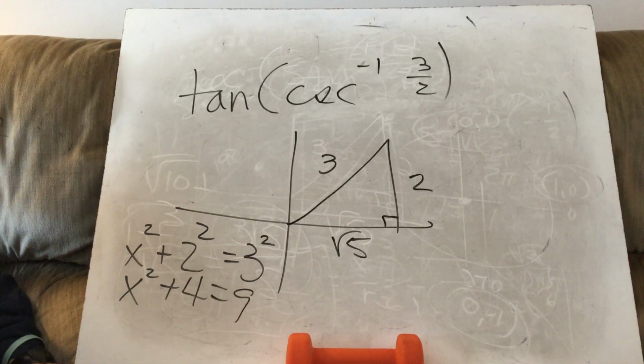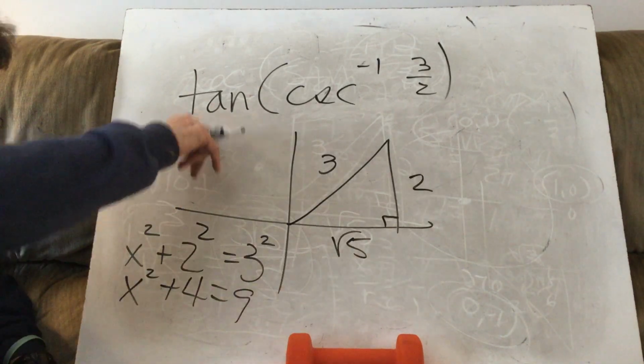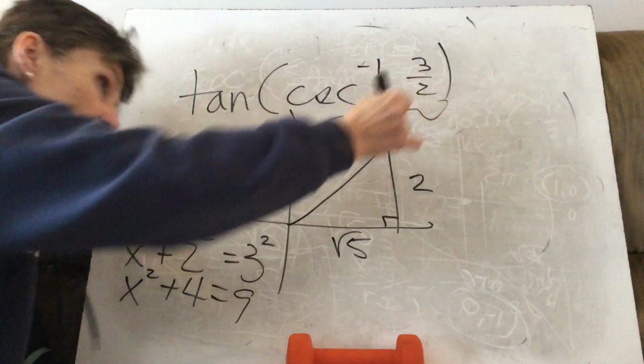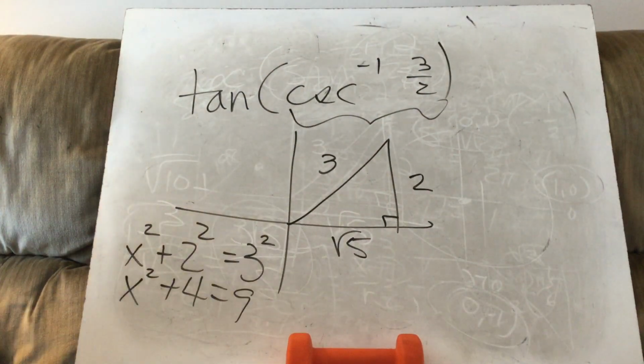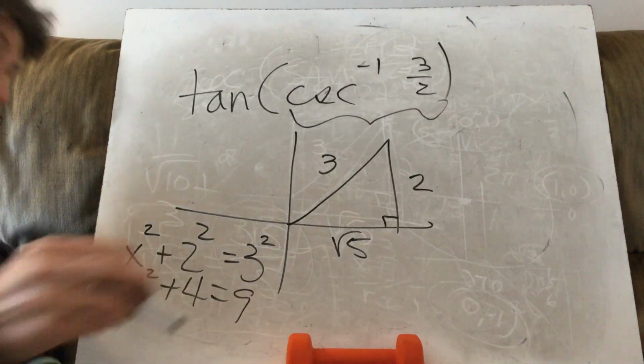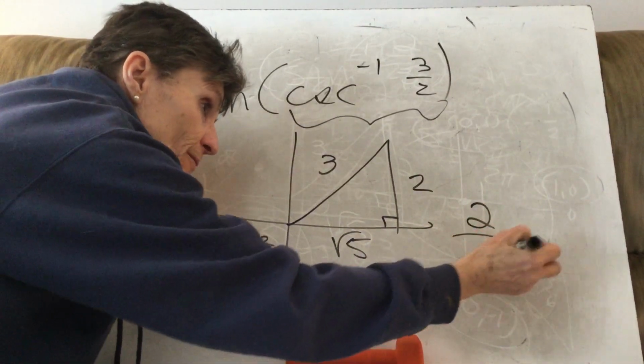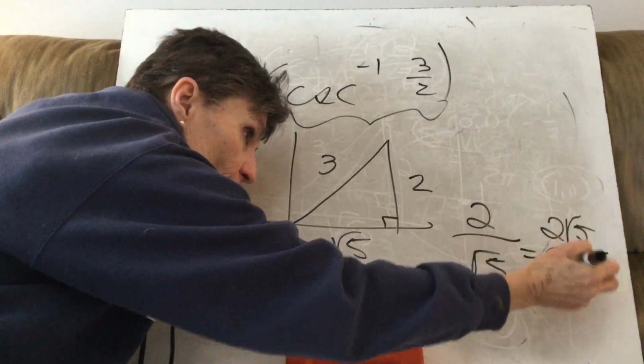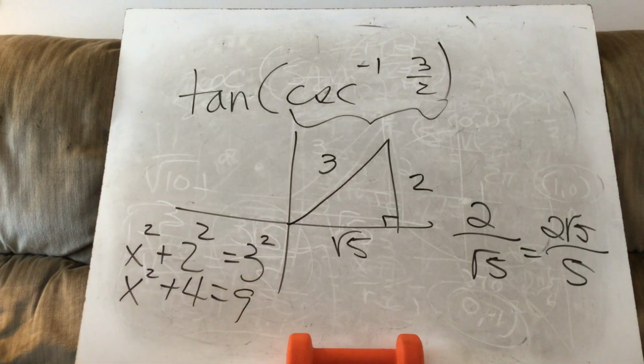All right, Ben, I need the tangent. I've drawn the picture. Remember, the parentheses gives me the picture. I've drawn it. Now I need the tangent of it. So, Ben, what's the tangent? That would be 2 over the square root of 5. Perfect. And 2 over the square root of 5 is 2 square root of 5 over 5. That's it. Tangent is opposite over adjacent.